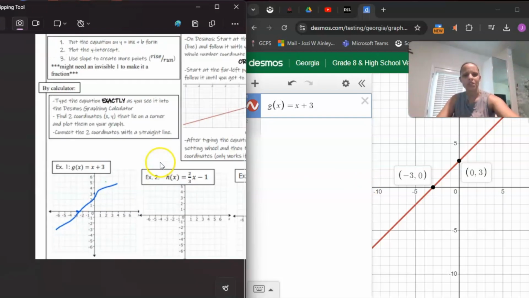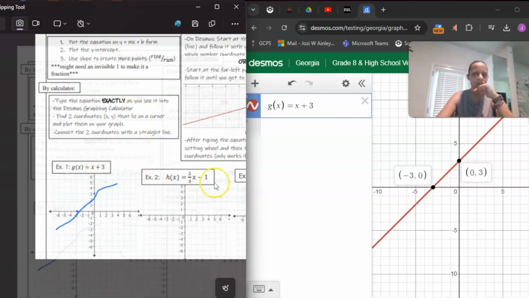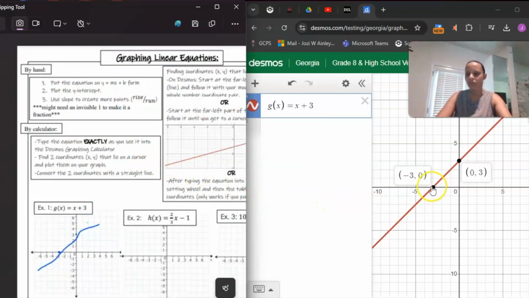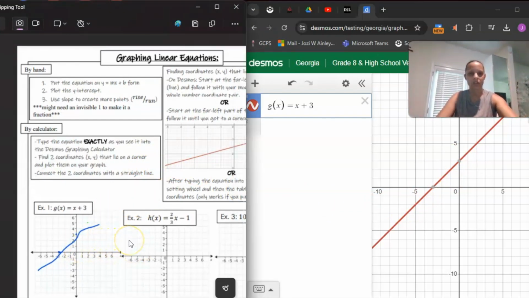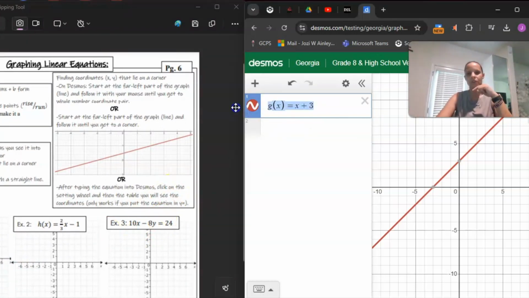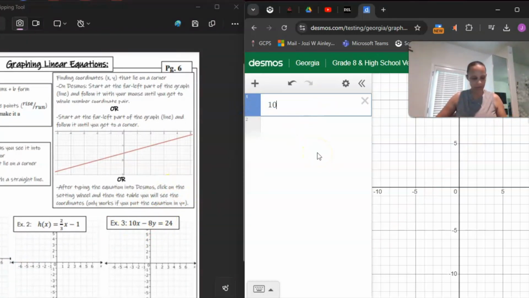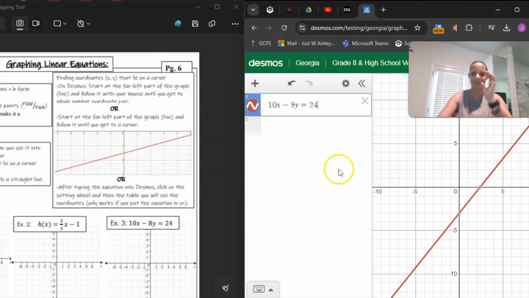We're going to do some of the ones that aren't in y equals form. So we've just dealt with, if you can have these intercept points, you go ahead and use those. But what if you don't have the intercept points? Okay, so let's do example 3. So once again, I'm typing in exactly what I see. 10x minus 8y equals 24. That's my answer. So Desmos does this for you.